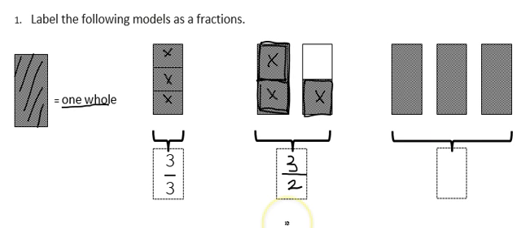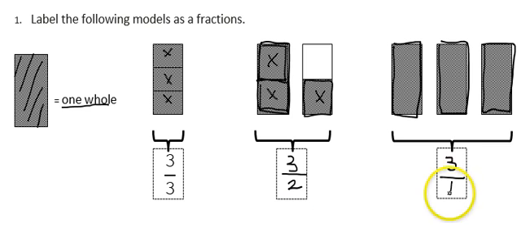In my final picture, I have 3 wholes. Each one of these is considered one whole. They have not been divided into pieces. So what I would say is I have 3 wholes. My denominator of 1 tells me that I have one whole. The numerator tells me I have 3 of those. So I have 3 wholes. So the number 3 can be written as 3/1.